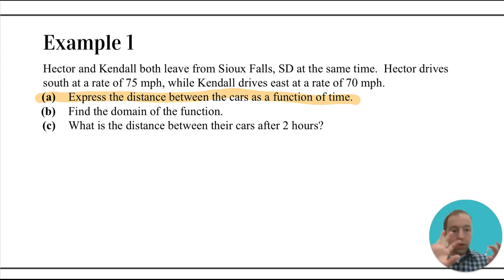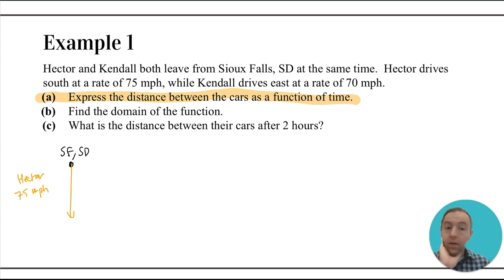So what we want to do is write some sort of relationship in which the distance is the output and the time is the input, since we want it to be a function of time, right? So it would be really helpful to draw a picture of what's happening. So if we say that right here is where Sioux Falls, South Dakota is located, we have one of our individuals, Hector, that's driving south. So this direction is where Hector is headed, and we also know that he is headed at a rate of 75 miles per hour.